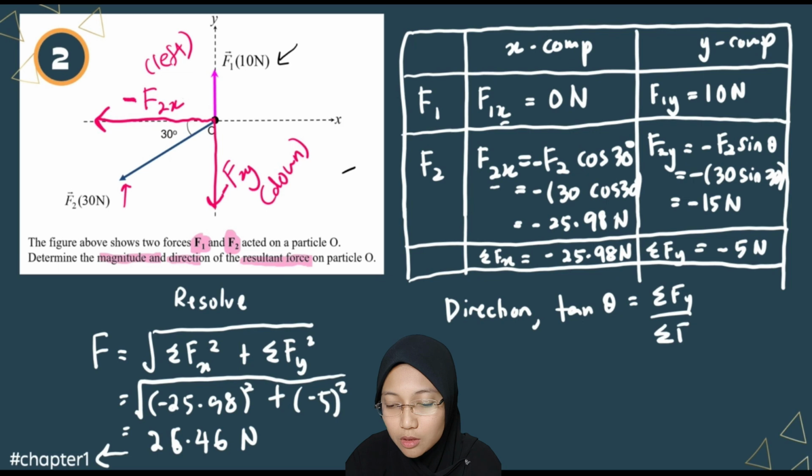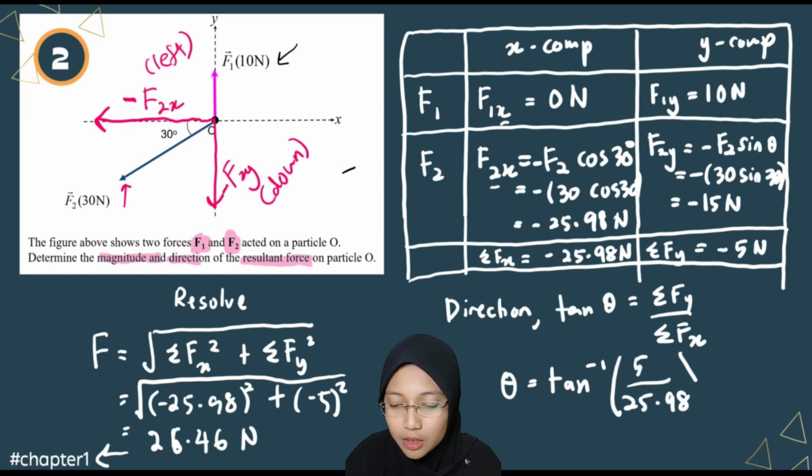For the direction, we apply the equation tangent theta is equal to summation of Fy over summation of Fx. When you do the calculation, it is okay if you don't want to include the sign convention, so it's shift tangent 5 over 25.98, and you're going to get 10.89 degrees below the x-axis.